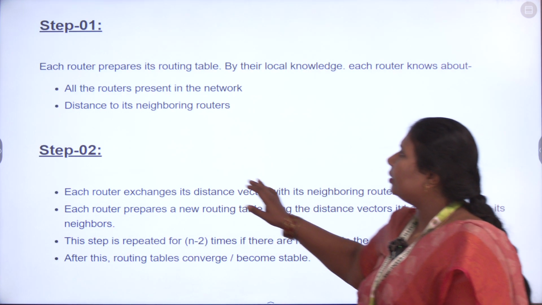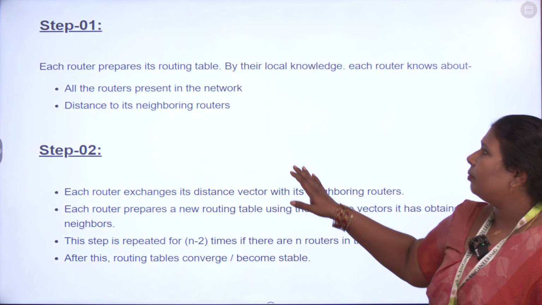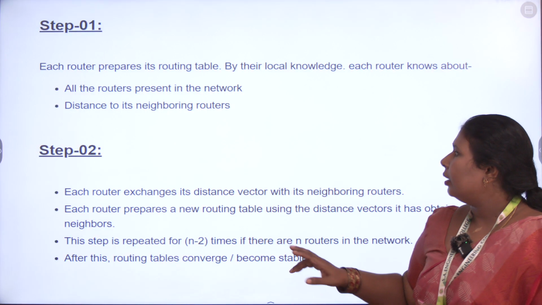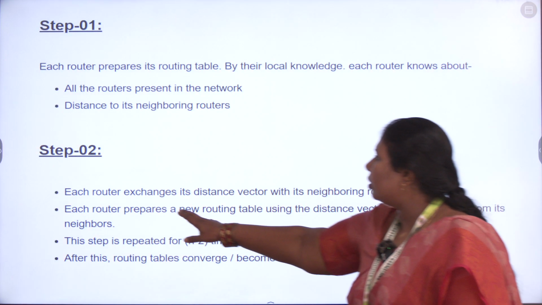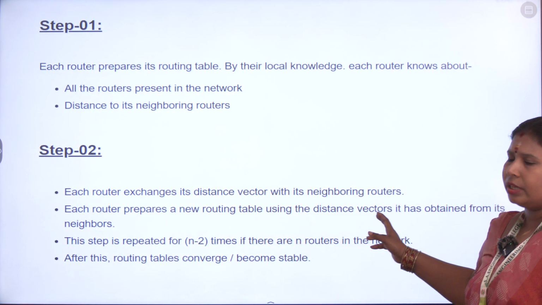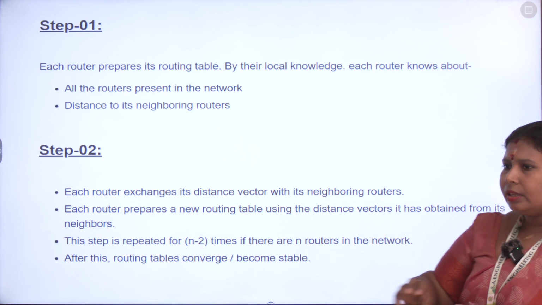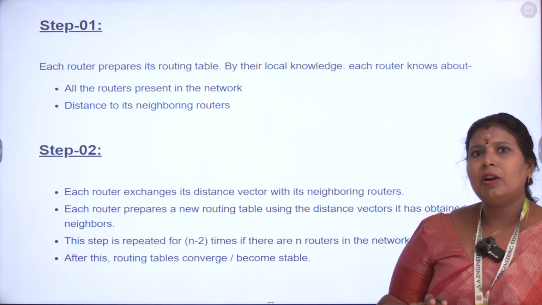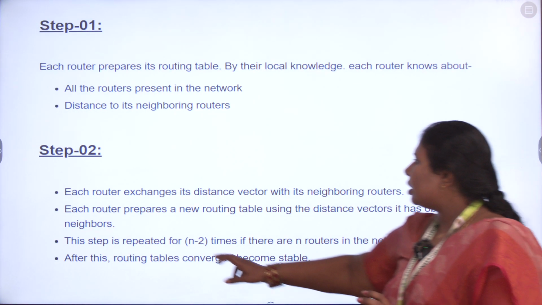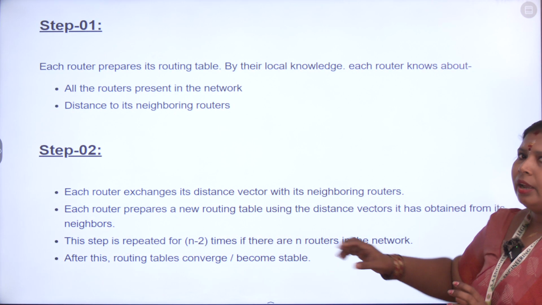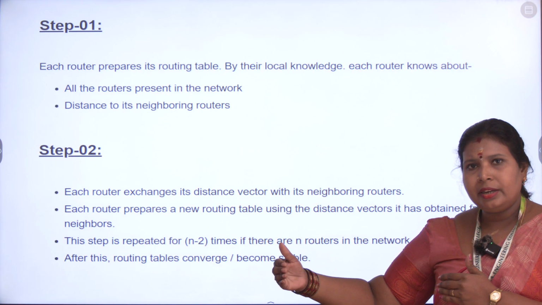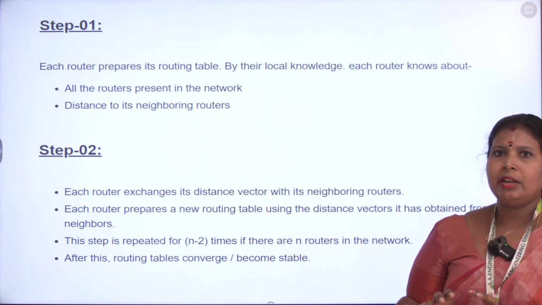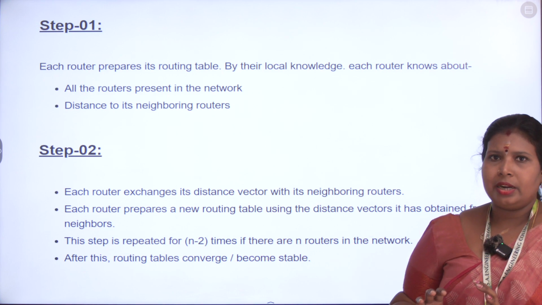First step: all the routers should be present in the network, with the distance to their neighbor routers only. The second step: each router should exchange its distance vector with its neighbor routers. Whatever distance it travels should be updated in the routing table of each node router. Each router prepares a new routing table. Each time while finding the transition, the routing table is prepared by each node till it reaches the destination.